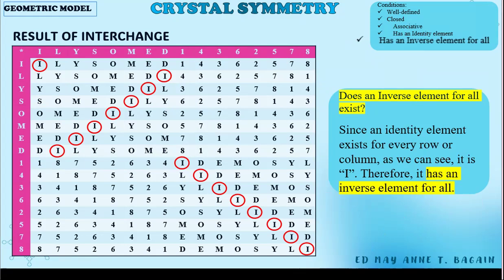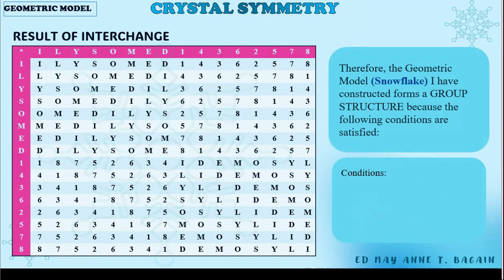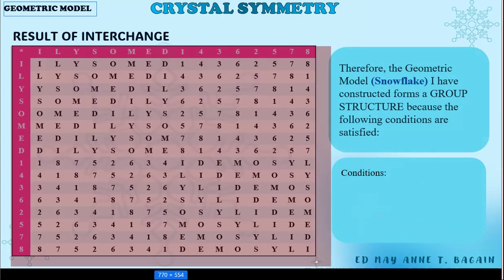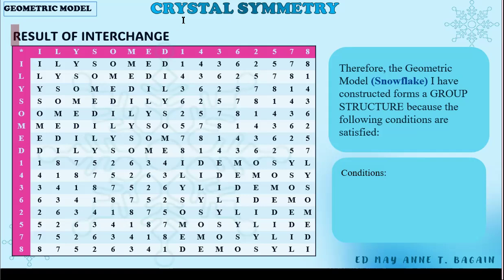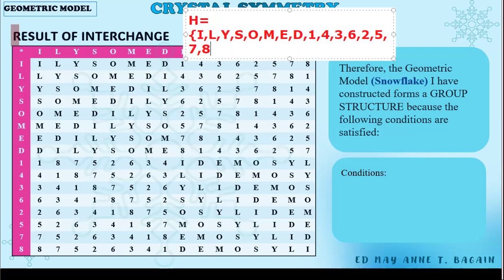So I think that would be it. We now know that this whole table, or my group H, is equal to I, L, Y, S, O, M, E, D, 1, 4, 3, 6, 2, 5, 7, and 8.